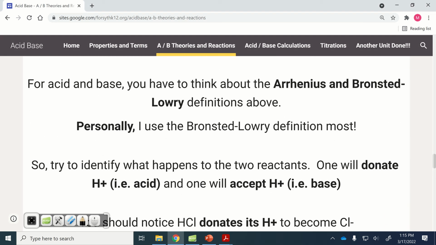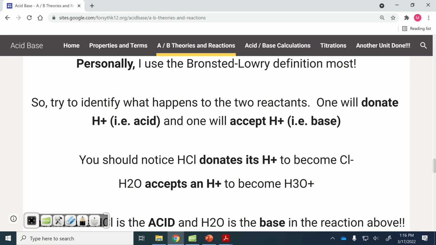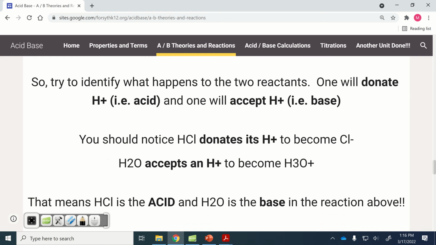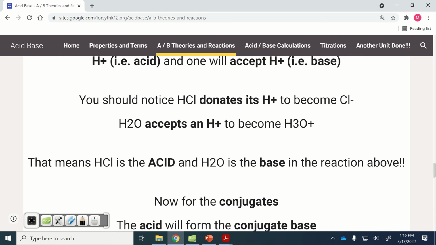What I'm saying here is, while I can use the Arrhenius definition, I primarily use the Bronsted-Lowry definition. So what do I then do? We already did that. We identify what happens to the two reactants. One will donate H plus and one will accept. This is breaking it down piece by piece. You should notice HCl donates its H plus to become Cl minus. H2O accepts an H plus to become H3O plus. I'm going to go ahead and mention it now, even though it's down below: H3O plus is an important compound to start recognizing. It is called hydronium.